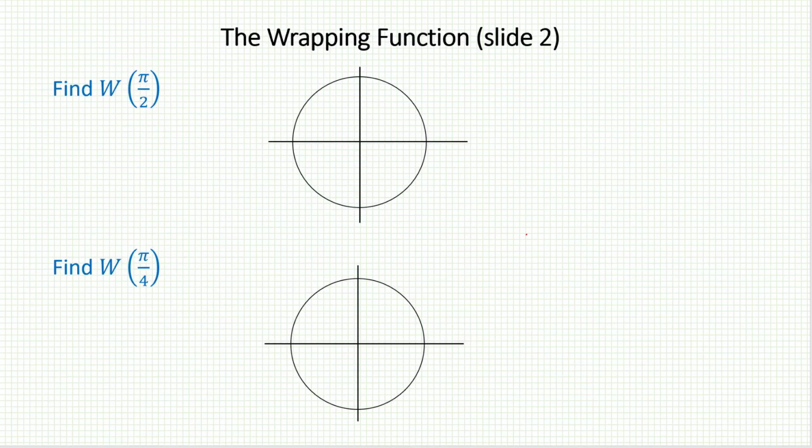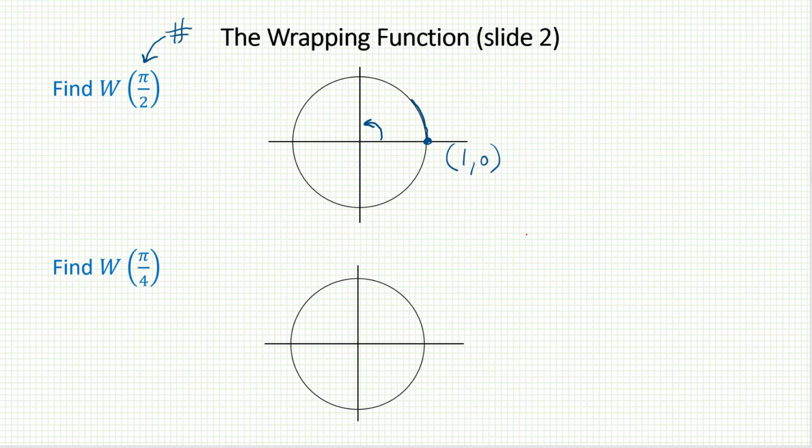Well, let's try it out. Suppose we take the number pi over 2, it's just a number, and I put it into the wrapping function. What's the wrapping function going to send me out? Well, I know the wrapping function goes to the unit circle, starts at the point 1, 0. Pi over 2 is a positive number, so the wrapping function is going to walk in a counterclockwise direction until it's traveled a distance of pi over 2. You say, I don't know how to travel a distance of pi over 2. It doesn't matter because walking pi over 2 units is the same as rotating pi over 2 radians.